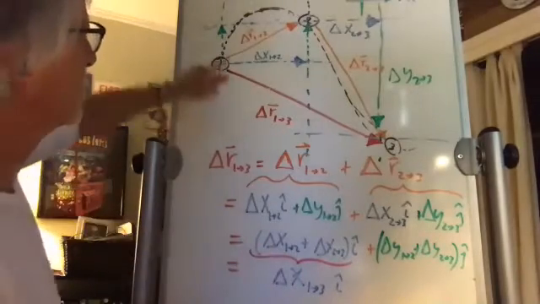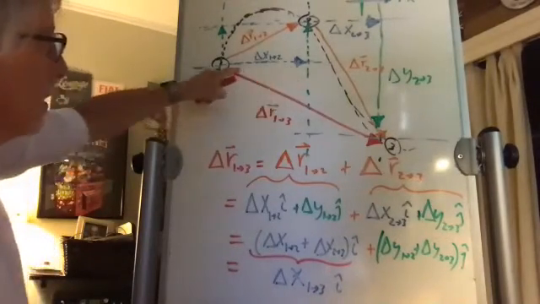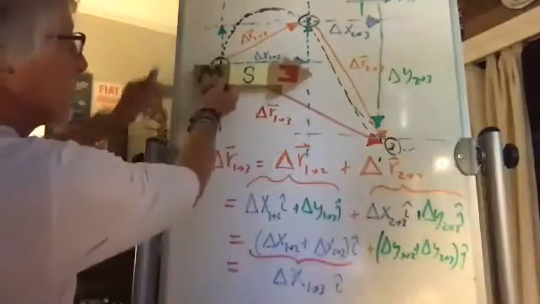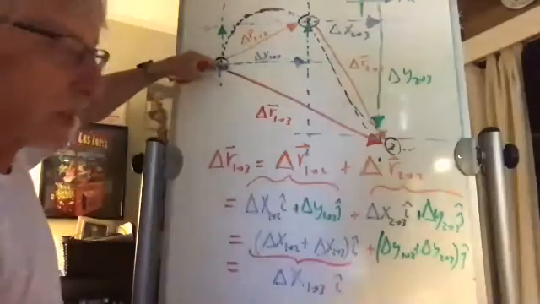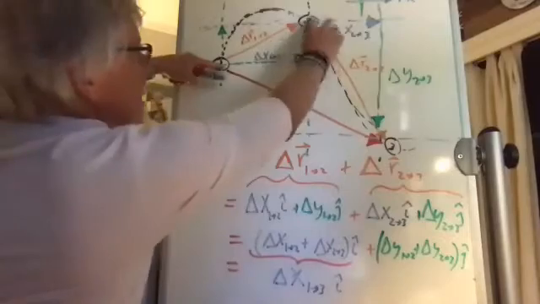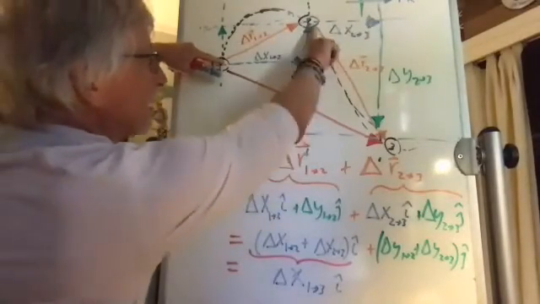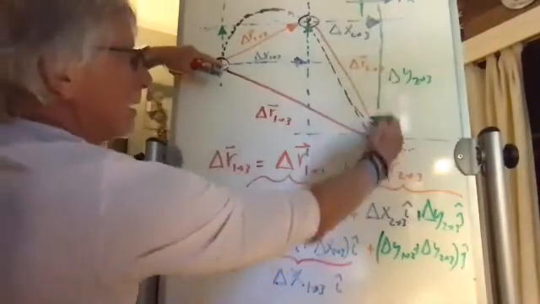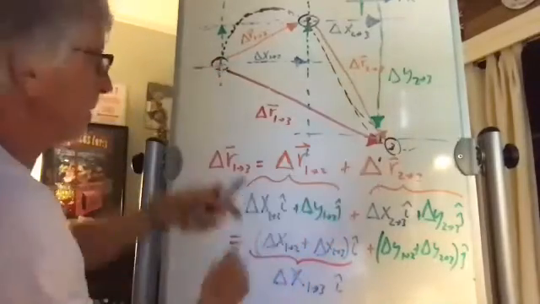Delta X 1 to 2 is, oh, it's that blue part, right? You see that right there? It's that much, this guy. And delta X 2 to 3 is that blue part. And this plus that is exactly the delta X of my red one.